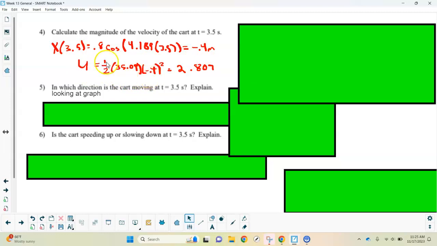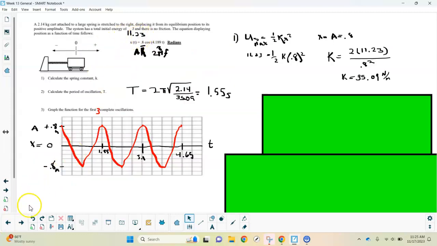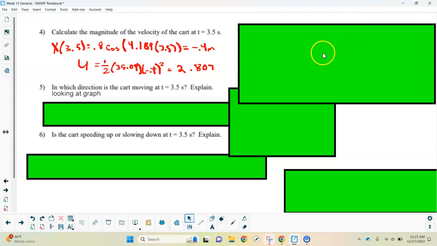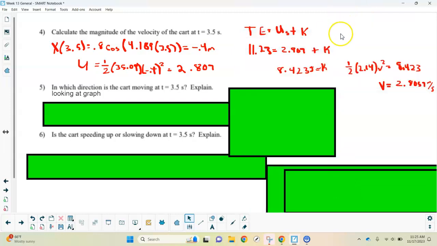So then I solved for the potential energy at a time of 3.5 seconds, where it's at a position of negative 0.4, and I got 2.807. So that's how much potential energy it has. The total amount of energy is still the 11.23. So after we have that, we can solve for the kinetic energy. The difference between the total and the potential is the kinetic. And then I solved for v using 1/2 m v squared, and got 2.8057 meters per second. So that's how fast it's moving at that point.